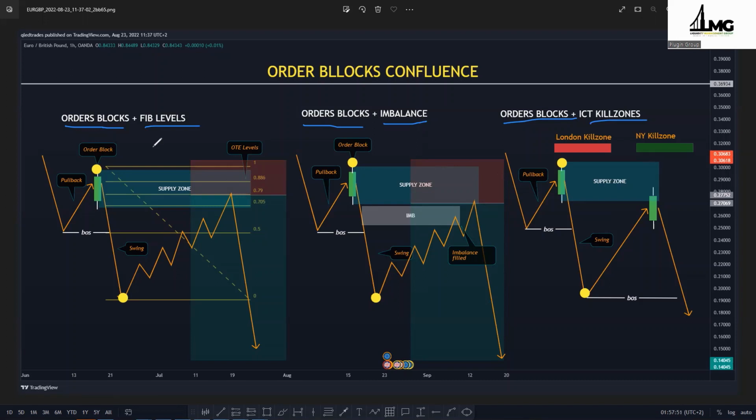What do we look at? Obviously, we look for 2 things, which is order blocks, and making sure that order blocks are within our optimal trade entry levels of the Fibonacci.